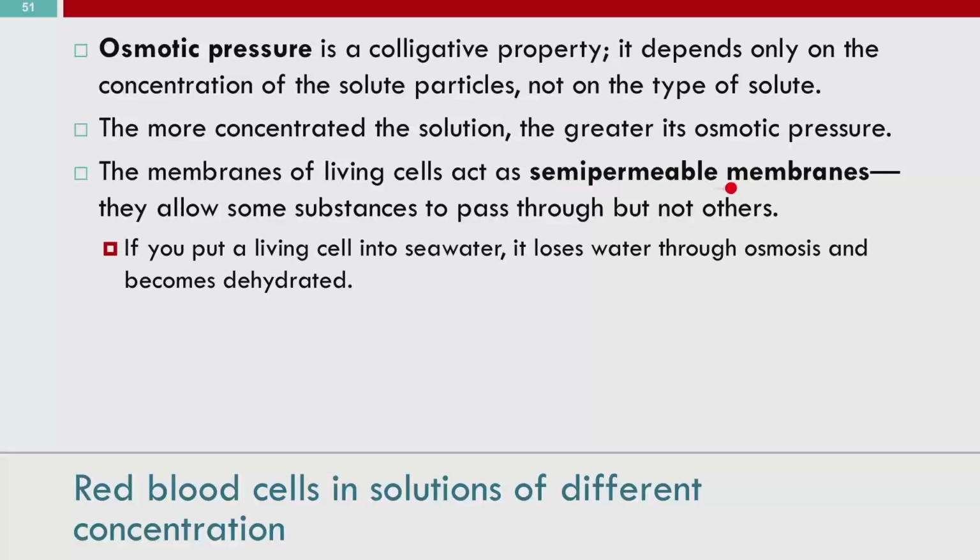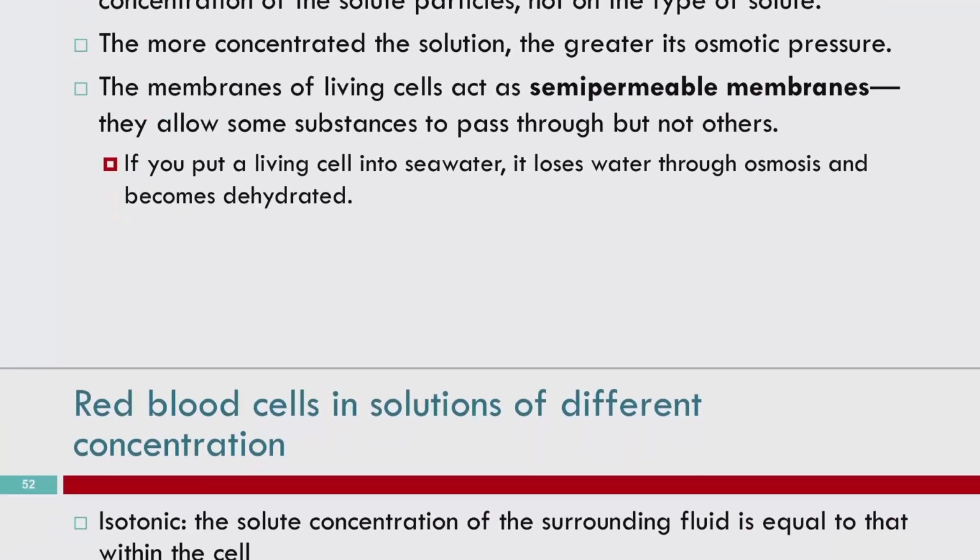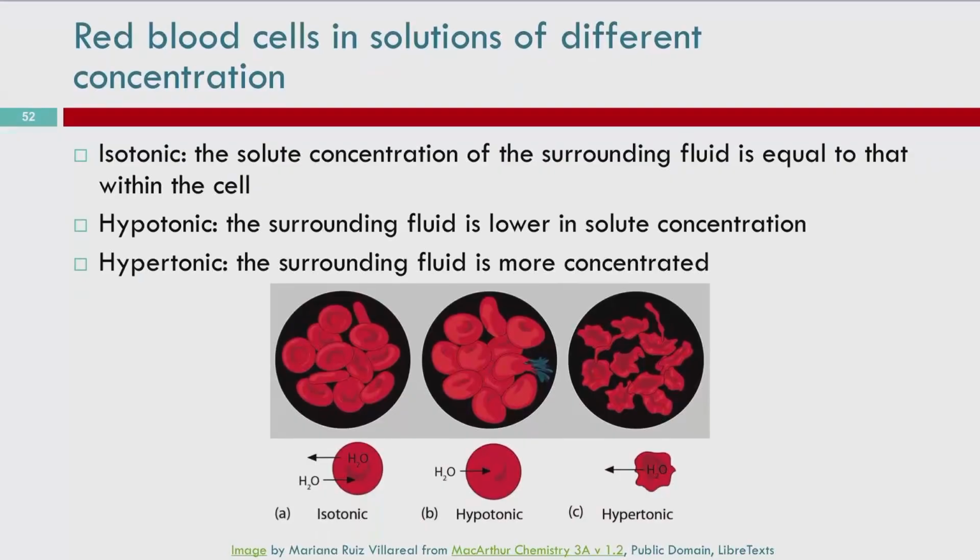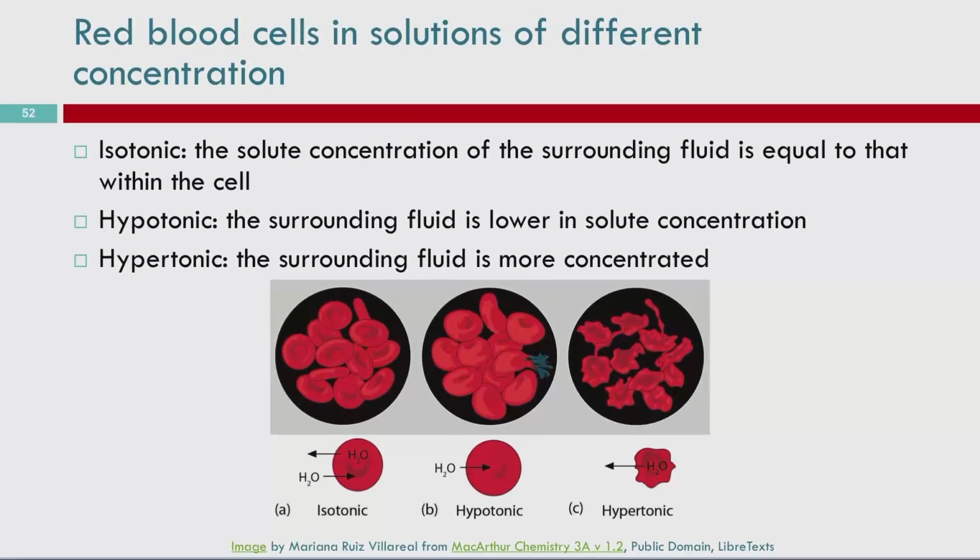And this also shows up in living cells because they have semi-permeable membranes. There are 3 different situations that can arise, and we're going to use red blood cells as our example. This is relevant if you're getting saline at the hospital. This is why there's a very specific concentration of saline that you get if they're just trying to hydrate you. So we've got isotonic solutions, iso meaning the same, and tonic, we're talking about the concentration. So if it's isotonic, that means the solute concentration in the surrounding fluid is equal to that within the cell.